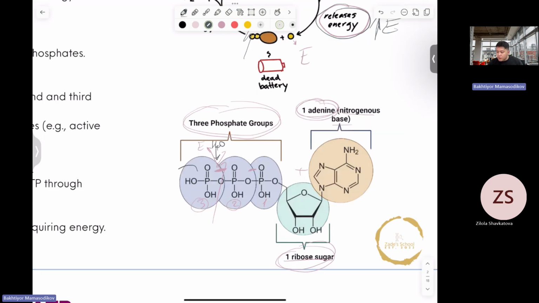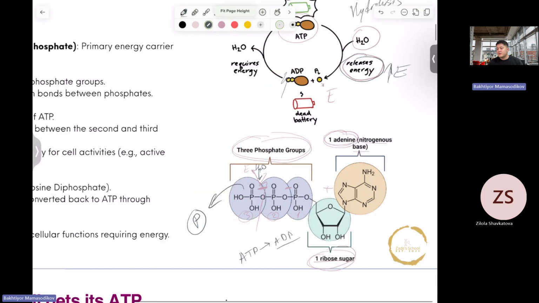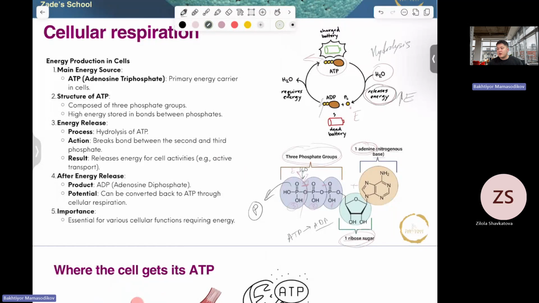Okay, if you remove one phosphate outside, when the phosphate is removed, what's going to happen? ATP becomes ADP. Okay, what's the meaning of ADP? The meaning of ADP is adenosine diphosphate. Adenosine diphosphate. Okay, never ever forget. And a free phosphate is going to come out as well, always.